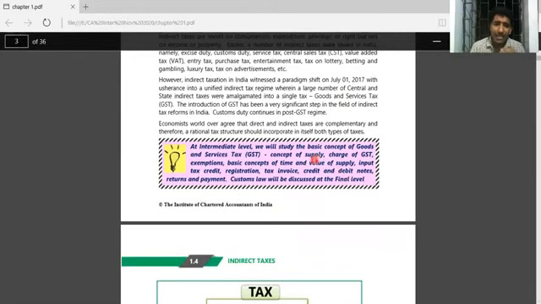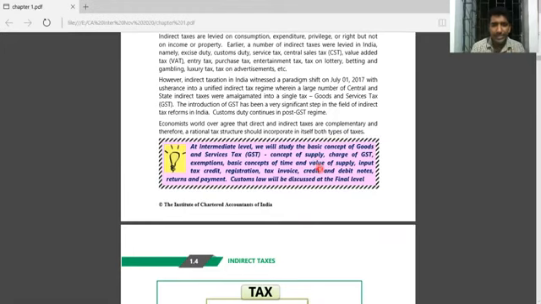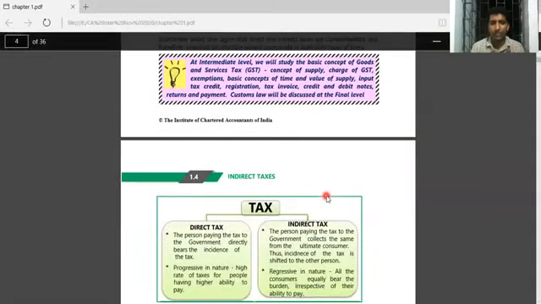At intermediate level, we will study the basic concepts of GST, concept of supply, charge of GST, exemptions, time of supply, value of supply, input tax credit, registration, invoice, debit note, credit notes, returns. So we are not familiar with these things. We will come to them later on.